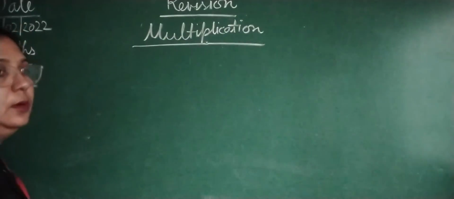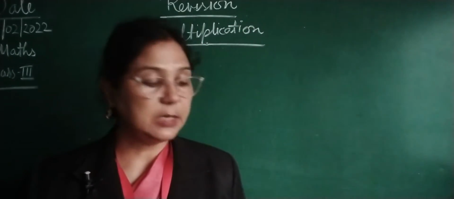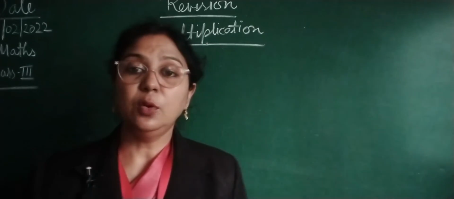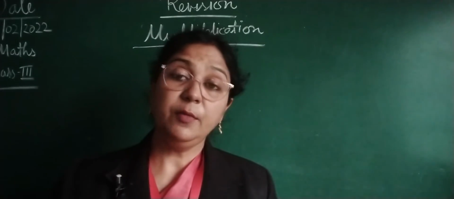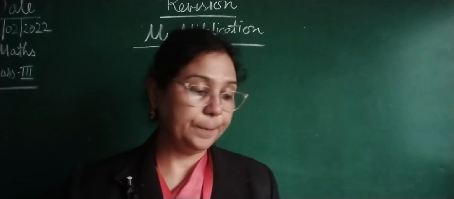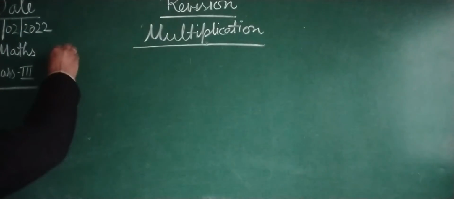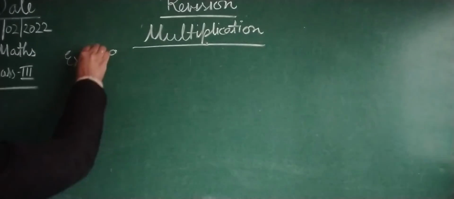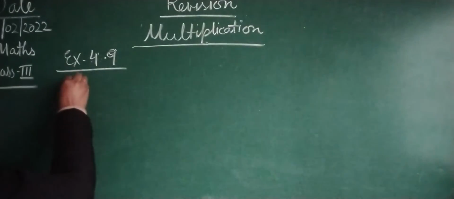So this is your chapter number 4 in your maths book. For revision, I will start exercise number 4.9. This is based on multiplication. Multiplication, as you all know, is repeated addition, and we will learn how to solve word problems today. So this is exercise 4.9 children. Now I will write the first question.